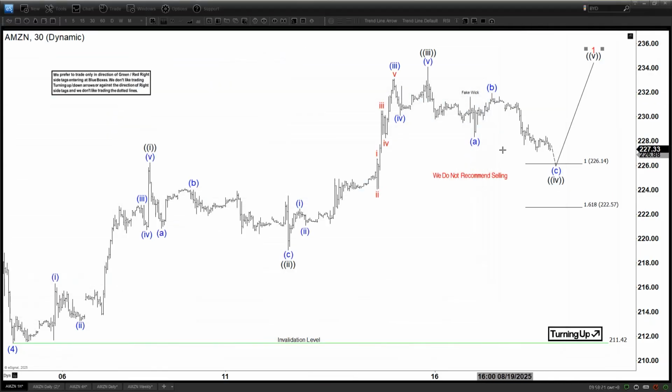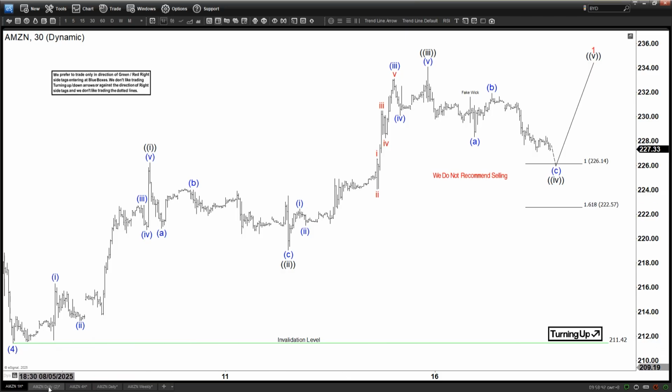So here you can see the A here is 1, 2, 3, 4, 5, and then the B, and then this is 1, 2, 3, 4, 5. So 100% extension to 161.8% is where potentially you can see support. Now the arrow is not green, it's only turning up, and the reason is because we have not yet broken above that previous wave 3.